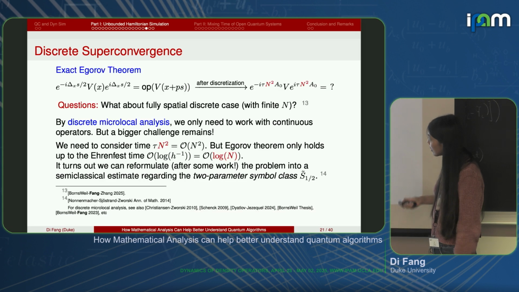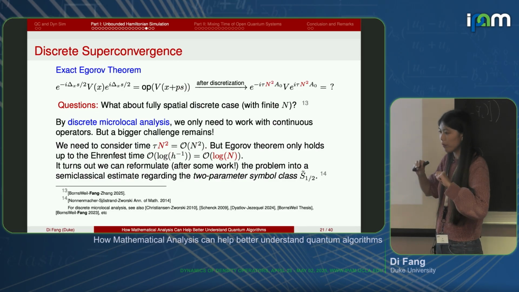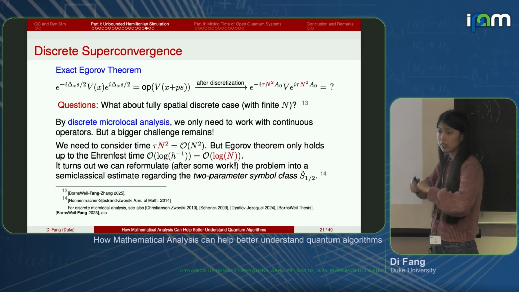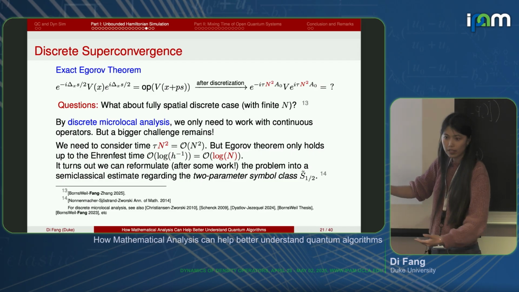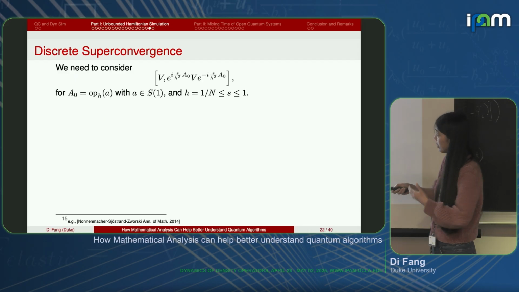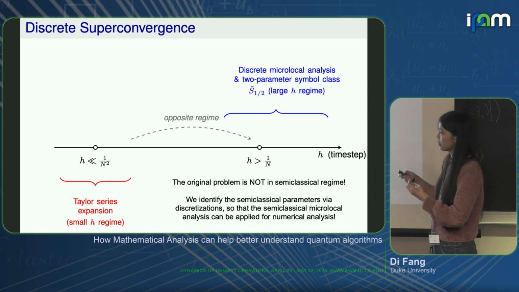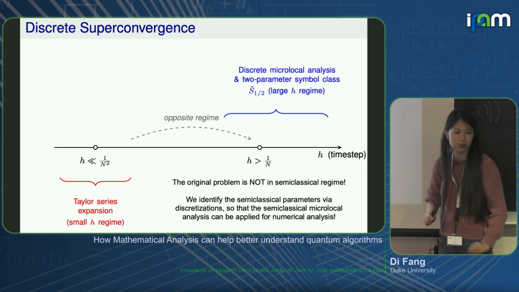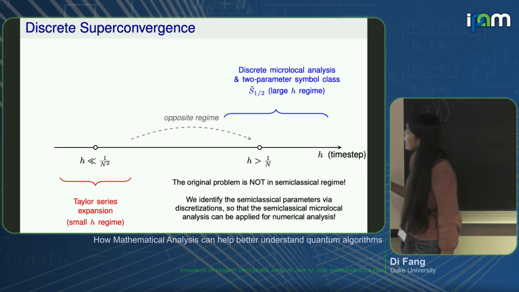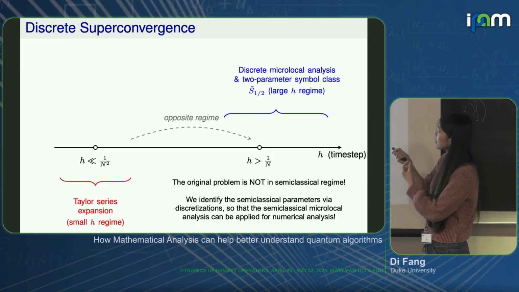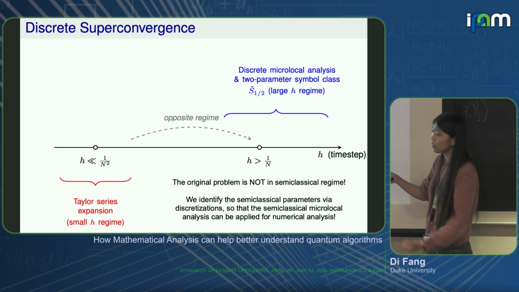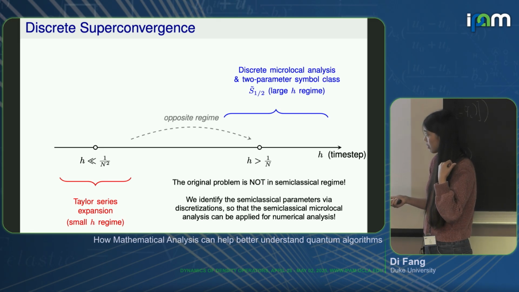But then it turns out there was a way we can reformulate this problem into a two-parameter symbol class, where we can work with the symbol calculus in this particular Annals paper, and we can carry out the whole proof. There were some details I'm not going to show you due to the time. You are welcome to talk with me afterwards. So I will just say that what we did is that using this discrete microlocal analysis plus two symbol parameters, we were going in the opposite direction of the Taylor expansion.